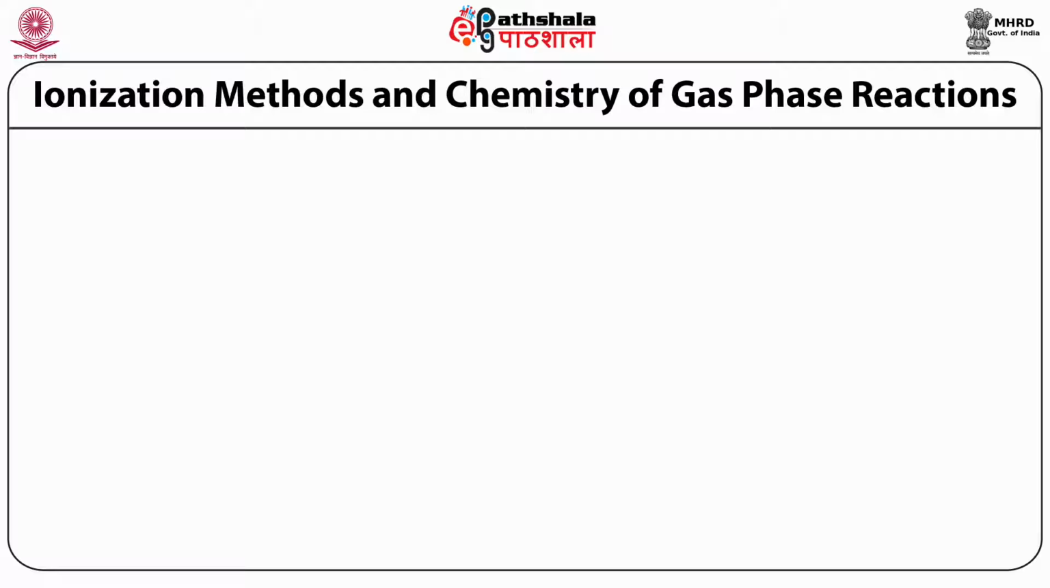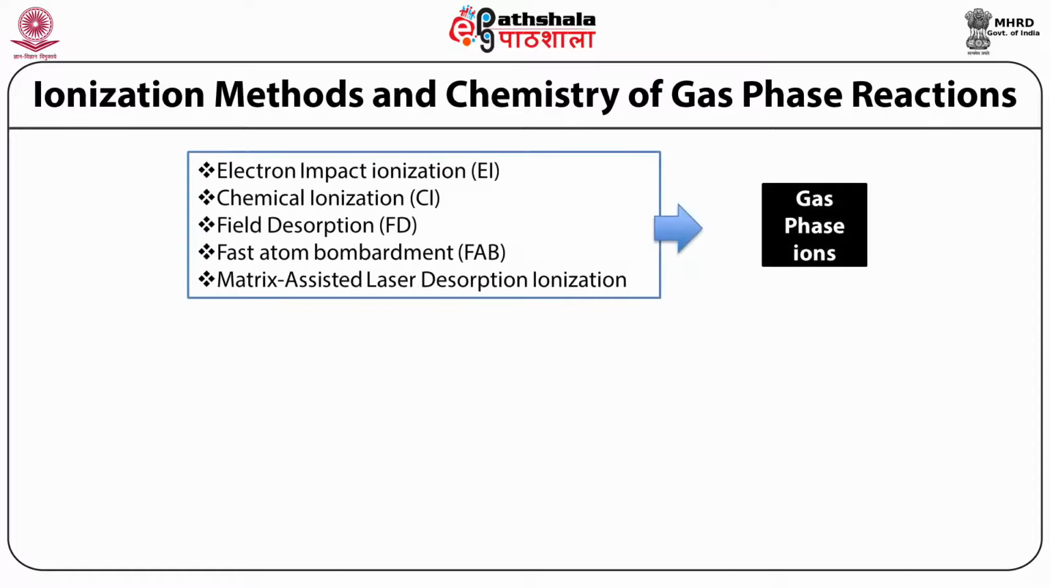So many of these ionization sources are electron impact ionization, chemical ionization like APCI, atmospheric pressure chemical ionization, atmospheric pressure photoionization, field desorption, fast atom bombardment, matrix assisted laser desorption ionization. In all these conditions, the reaction is happening in the gas phase.